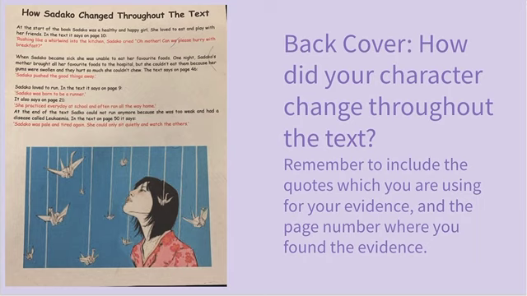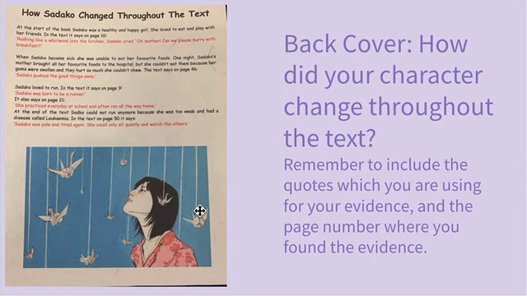This is the back cover. This is how the character changed throughout the text. So we've also included quotes, and you can see them very clearly because I've actually changed the font colour to be red. So just giving you an example how Sadako changed throughout the text.